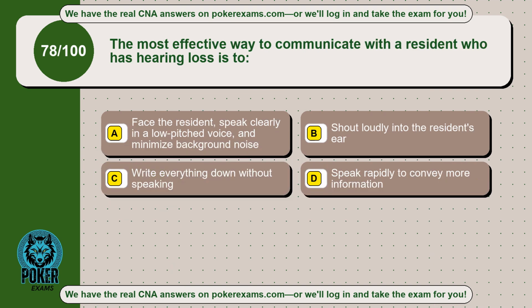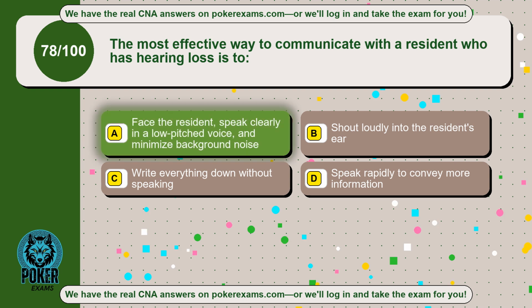Question 78. The most effective way to communicate with a resident who has hearing loss is to: Option A, face the resident, speak clearly in a low-pitched voice, and minimize background noise. Option B, shout loudly into the resident's ear. Option C, write everything down without speaking. Option D, speak rapidly to convey more information.